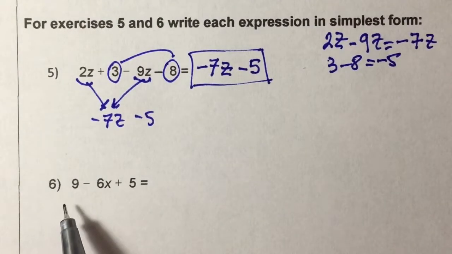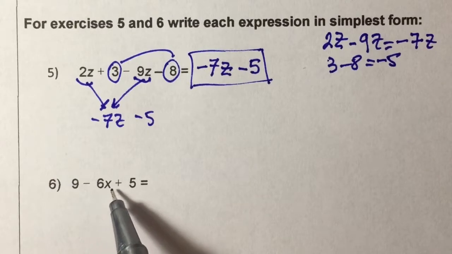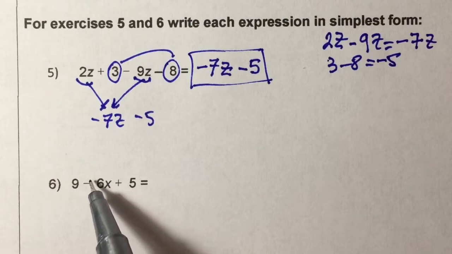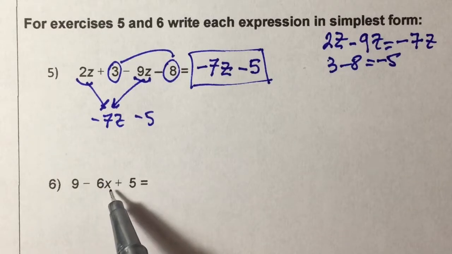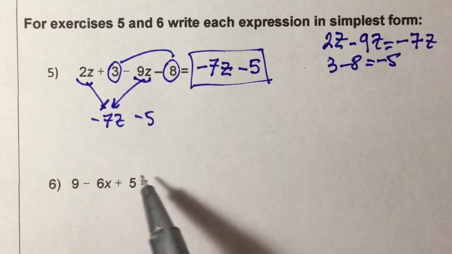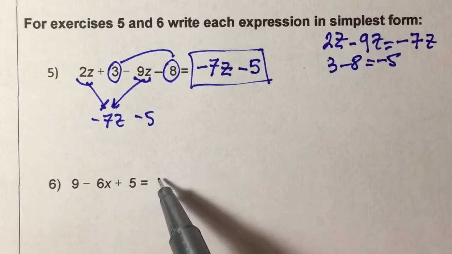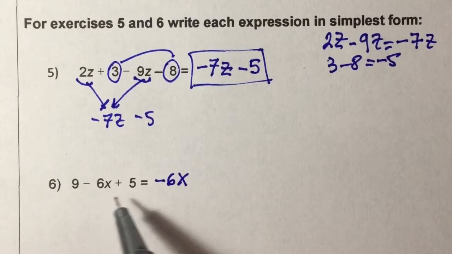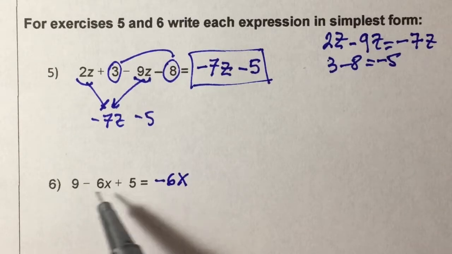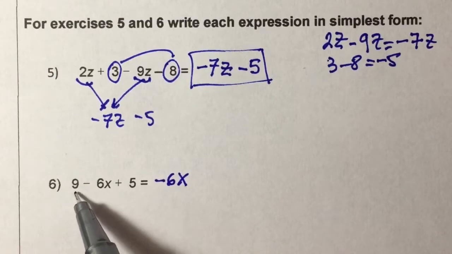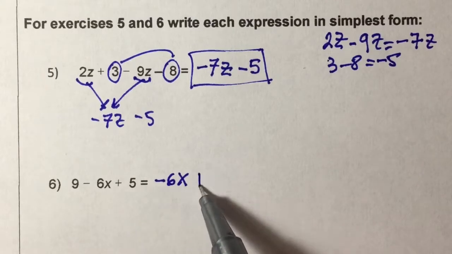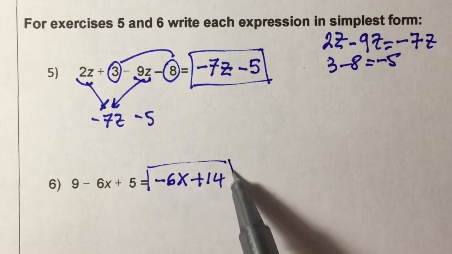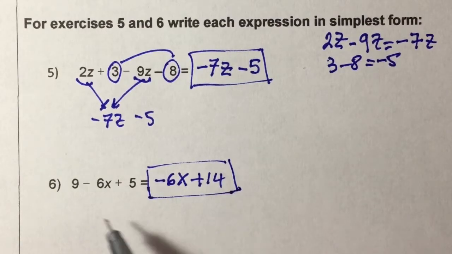And the second one, number 6, you can see that we only have one letter here, negative 6x. The coefficient is negative 6 and the variable is x. So we cannot add it with anything else. We're going to leave it like this, negative 6x. Now we're going to see 9 and 5. We're going to associate these two numbers, adding them. This is going to be 14, so I'm going to add 14. So this is my expression already in simplest form, negative 6x plus 14 for number 6.